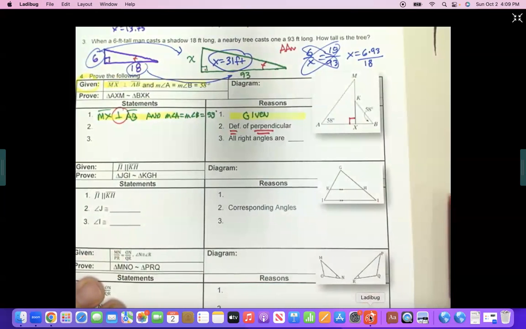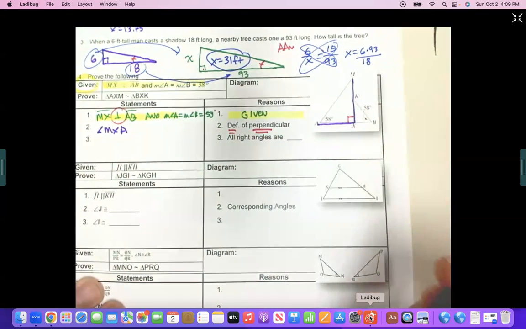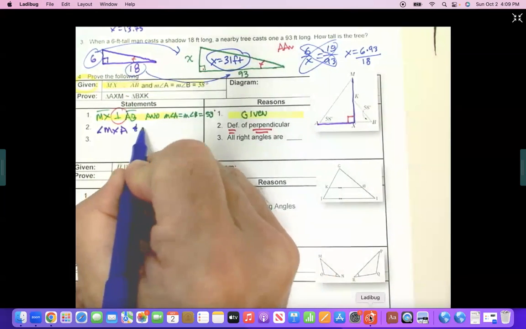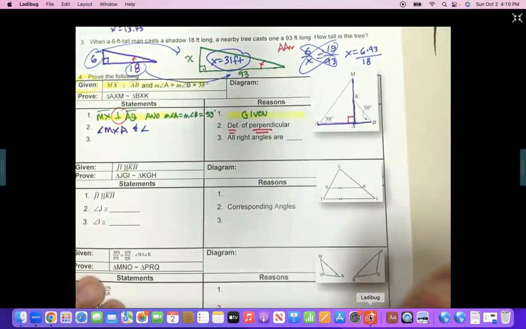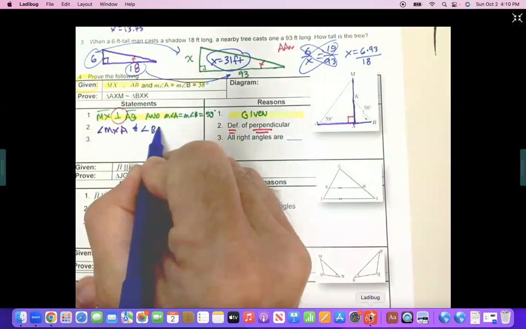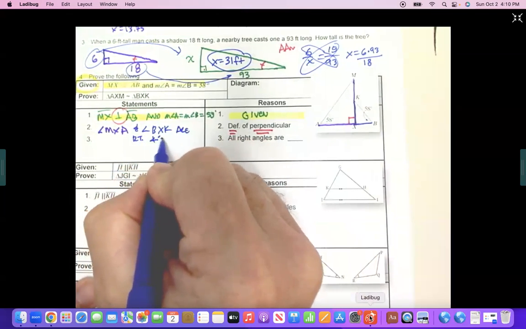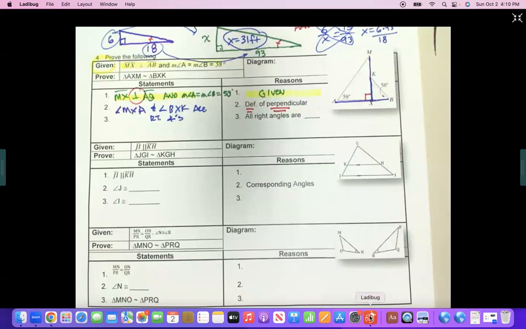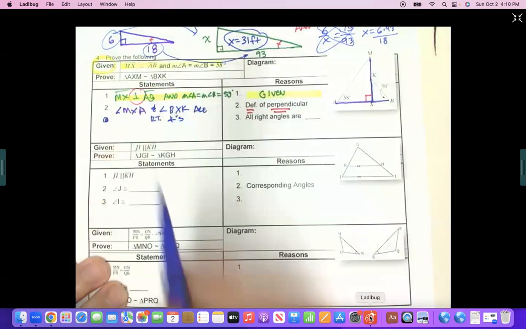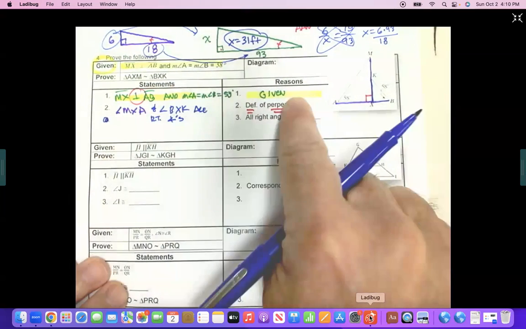The first one being angle MXA, and the other one is angle BXK or KXB. I don't care which one you do, but MXA and BXK are, running out of room here, right angles. Wrote a little bit too big there. Okay. This is not part of line number 3. That is line number 2.